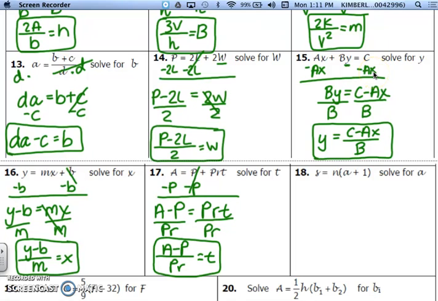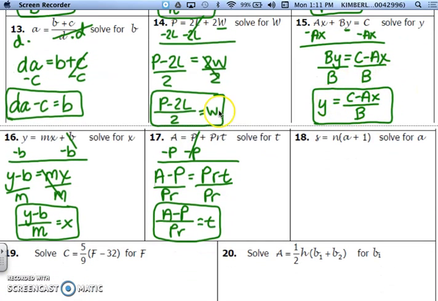So I subtracted ax on the right. I rewrote that as c minus ax. I brought down the by. Since I'm solving for y, I had to divide by b on both sides. Make sure you divide everything on that side by b, and that's how I got 15.